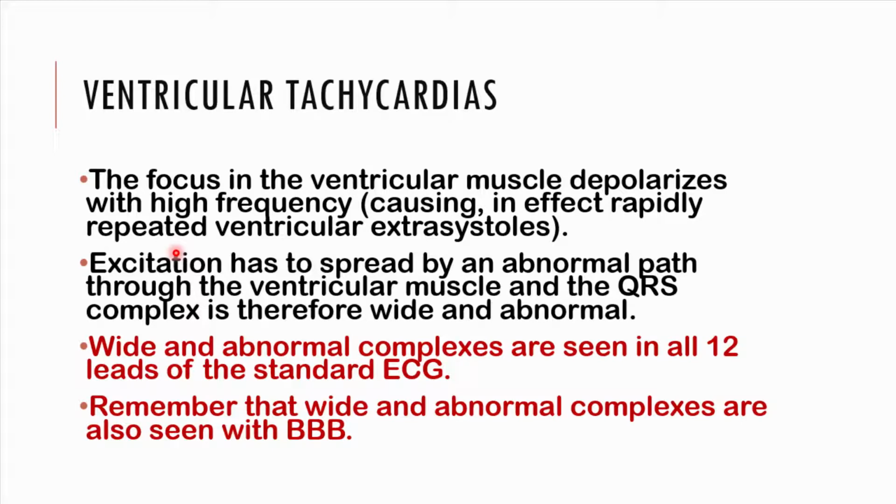So it's coming from the ventricles at a much faster rate or higher frequency, and usually this causes in effect a rapidly repeated ventricular extrasystole. So you have these extra beats that are happening in the ventricles. This excitation that is being created in the ventricle spreads via an abnormal pathway within the ventricle. So it means that even the QRS complex is going to be wide and it's going to appear abnormal. The wide and abnormal QRS complex is usually seen in all the 12 leads of the ECG, but remember that wide and abnormal complexes are also seen in bundle branch blocks.